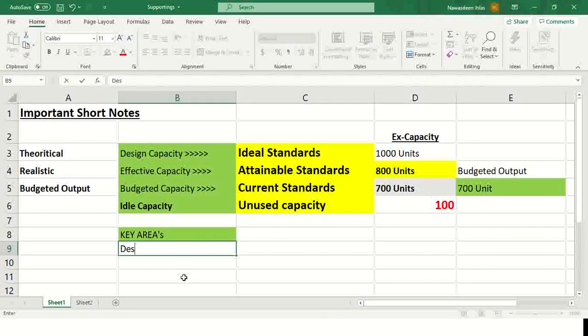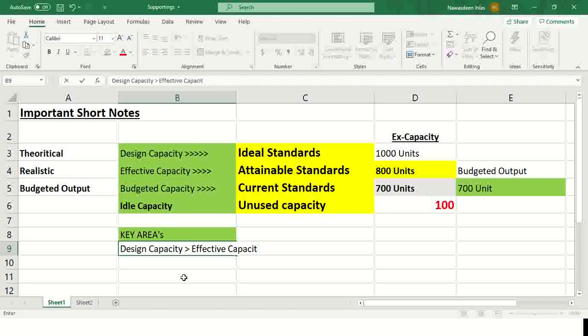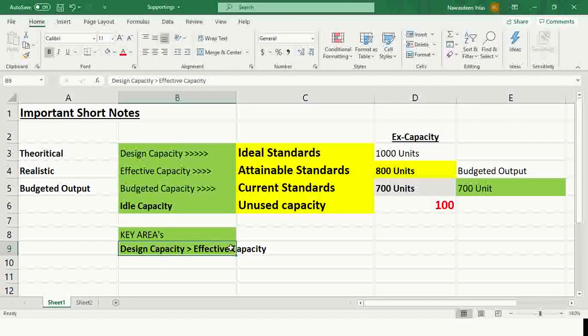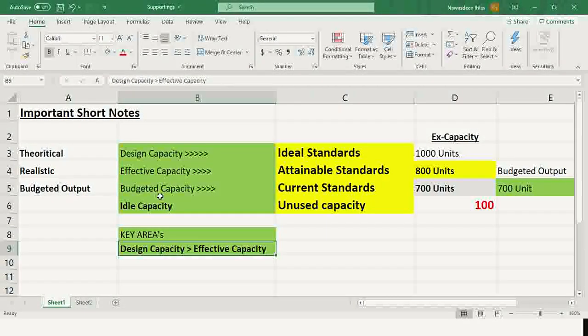The design capacity is always greater than effective. Agree with this statement? Yes, the design capacity is the maximum capacity. Effective capacity, we are adjusting some factors, the labor shortages, machine breakdowns. So obviously effective capacity will be lower than design capacity. Budgeted capacity can be changed. Either it can be more than effective capacity, or it can be lower than effective capacity.